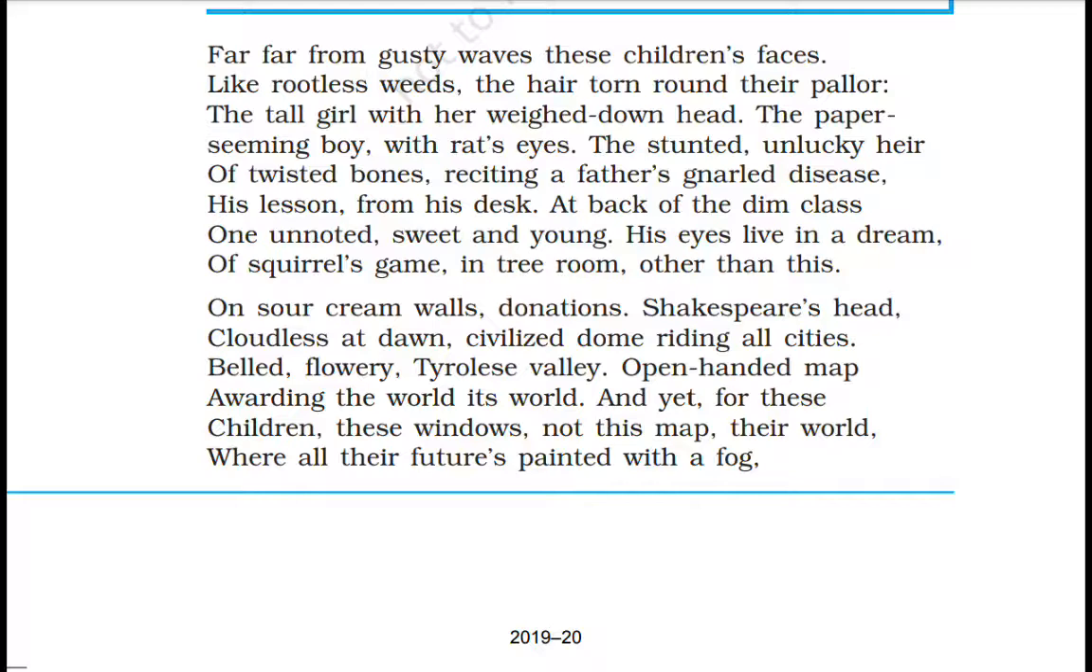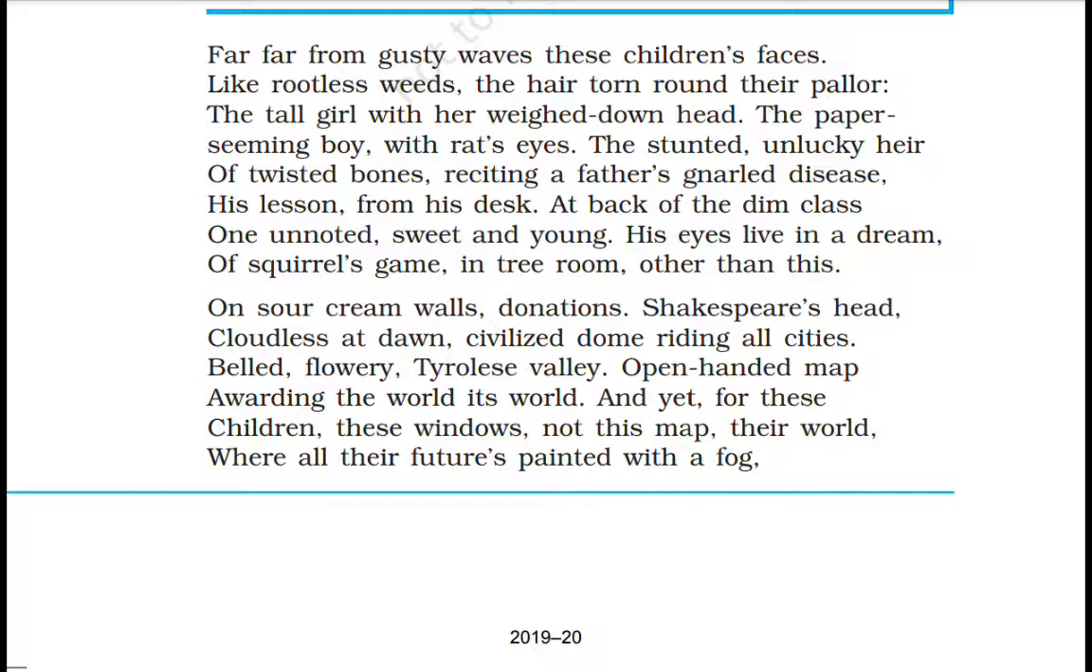It means that the boy is very lean and thin because maybe he is very malnourished, because the children in the slum do not get proper food. They are malnourished, and that's why he is like paper, very thin, with rat's eyes. Again, his eyes have been compared to a rat because these children are underdeveloped and they live like rodents, very scared and insecure. They always have the feeling of insecurity, they always live in fear. That's why his eyes have been compared to a rat.